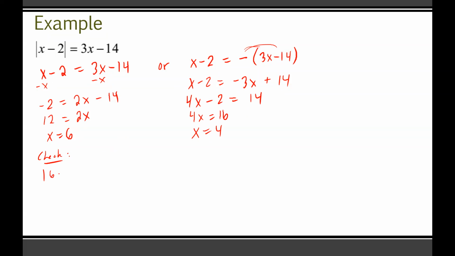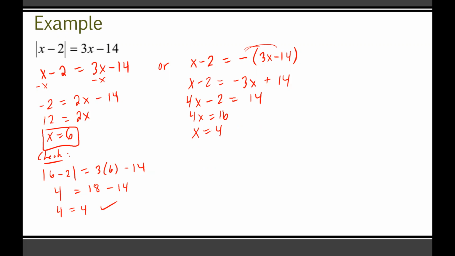Absolute value of 6 minus 2. We want to see if that equals 3 times 6 minus 14. Well, the absolute value of 6 minus 2, I don't think that's going to come as a surprise to anyone here. 6 minus 2 is 4. Absolute value of 4 is just positive 4. This is going to equal 3 times 6 is 18 minus 14. And what do you know? 4 equals 4. So that works. Both sides are equal to the same thing. So x equals 6 is one of our solutions.